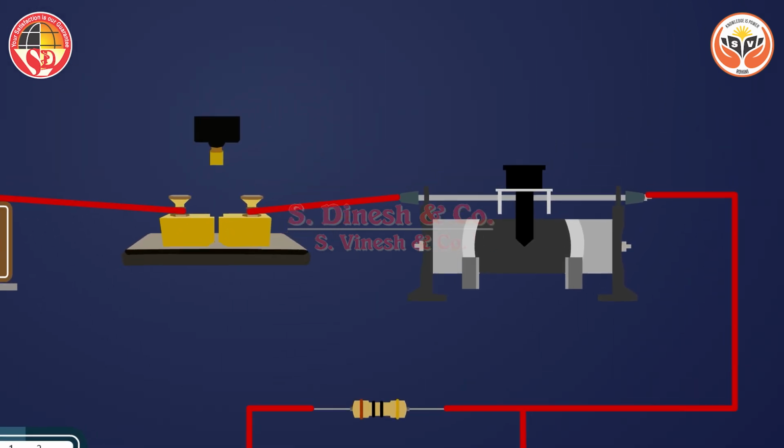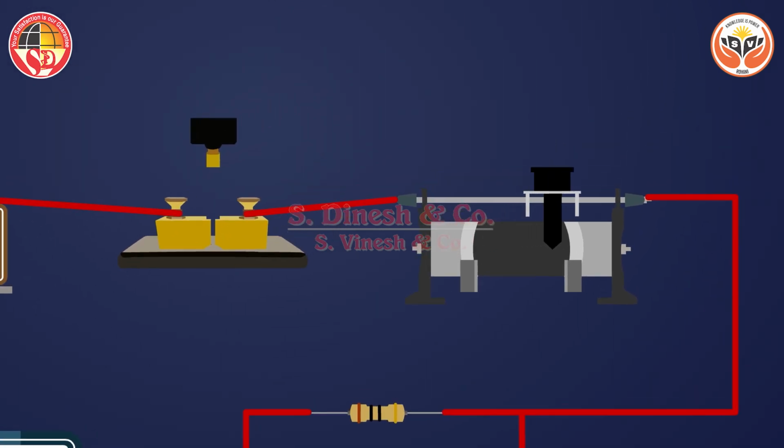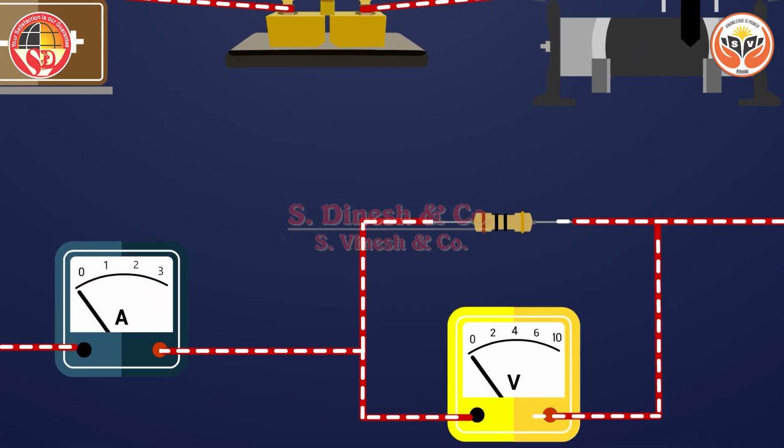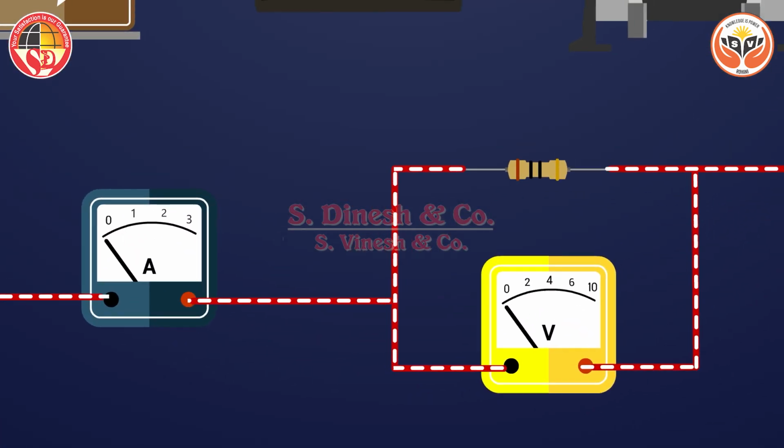Slide the rheostat contact to include maximum resistance in the circuit and close the key. Ammeter and voltmeter readings will be minimum in this position.